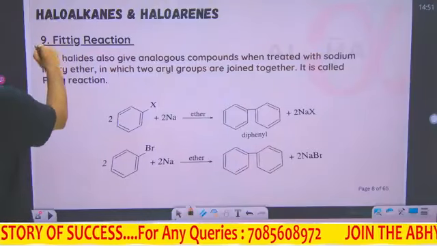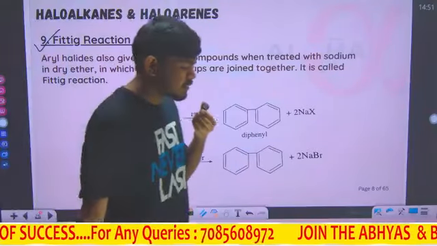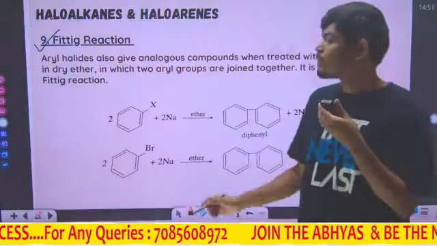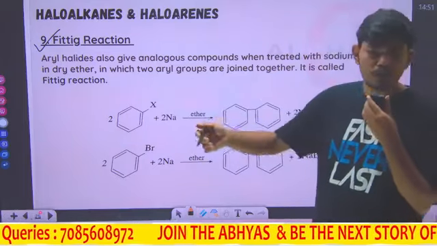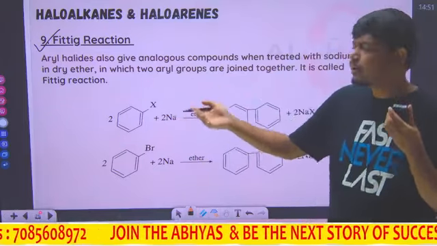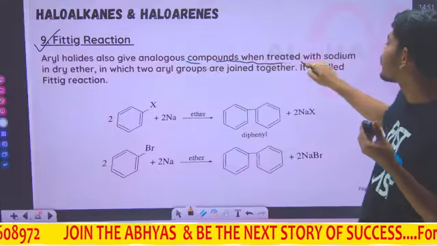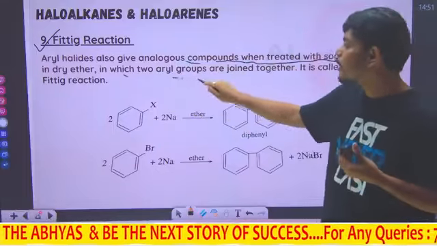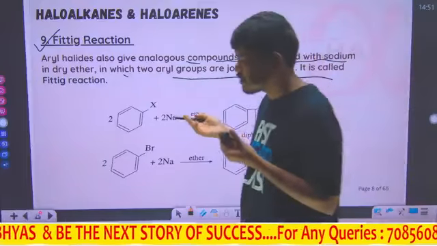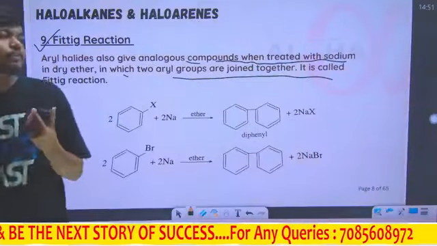Moving on, we are done with Wurtz. Very interesting reactions for me. So this is your Fittig reaction. Fittig is nothing but aryl halides, all those containing an aromatic ring, giving analogous compounds when treated with sodium in dry ether. The same reagent is used in Fittig as well, in which 2 aryl groups are joined. Just 2 aryl groups are joined.